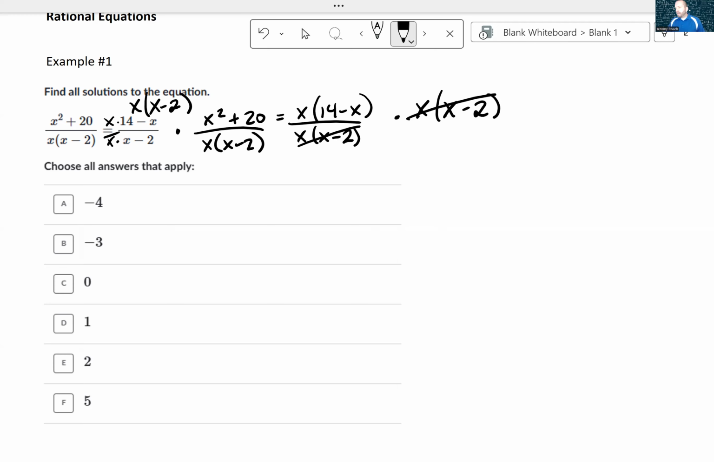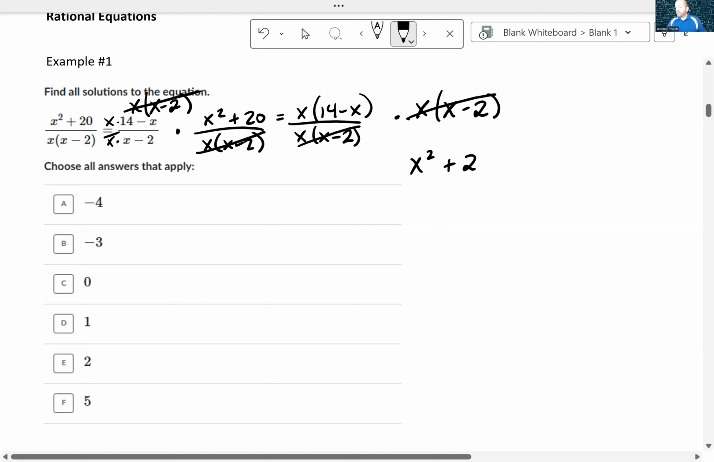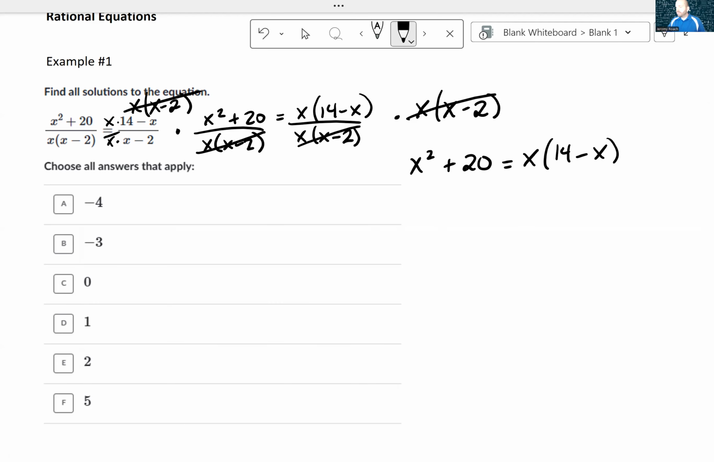That's going to cross that out, and that's going to cross that out. So now our denominators are completely gone, and all we have to worry about now is just solving this equation. So now we get x squared plus 20 equals x times 14 minus x.